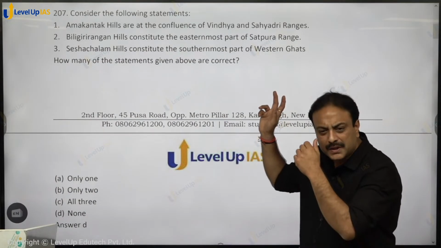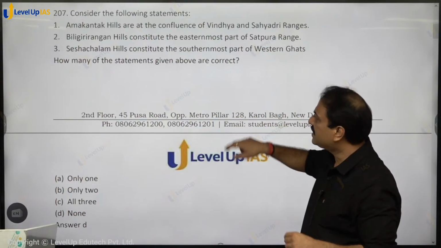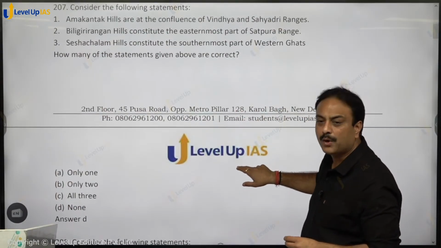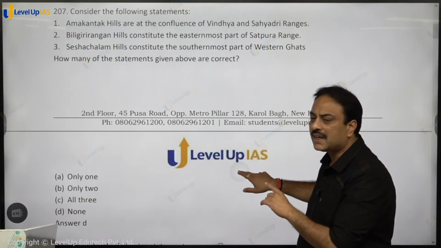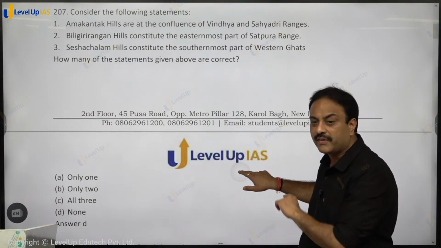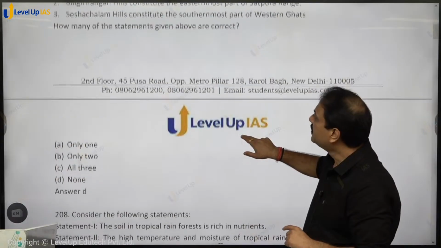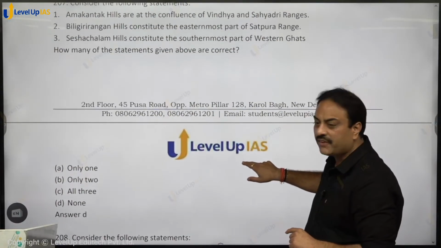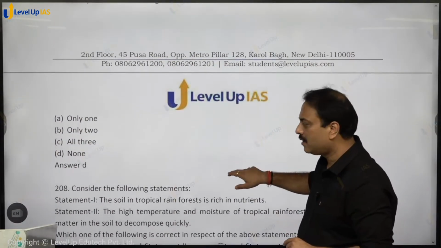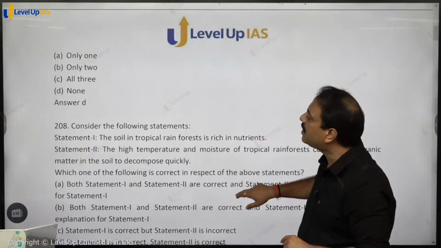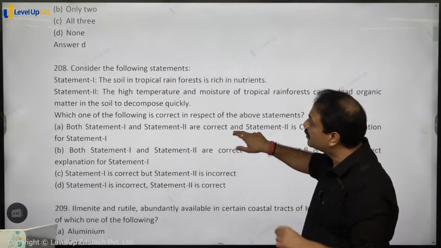Yesterday we discussed Panchmarhi and Dhupgarh, that is relative between Mahadev and Satpura, and Amarkantak is between Maikal and Satpura along with Vindhyachal, right? So how many of the statements given above are correct? None. Option D, D for dog, shall be the right answer. They have mentioned the answer also.